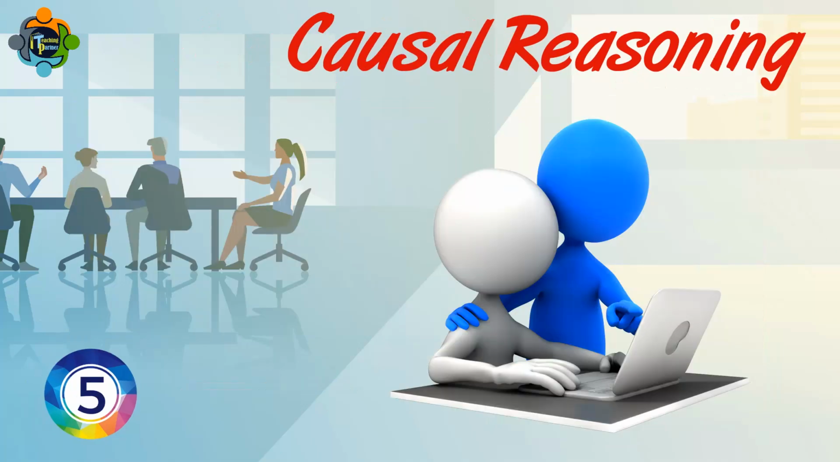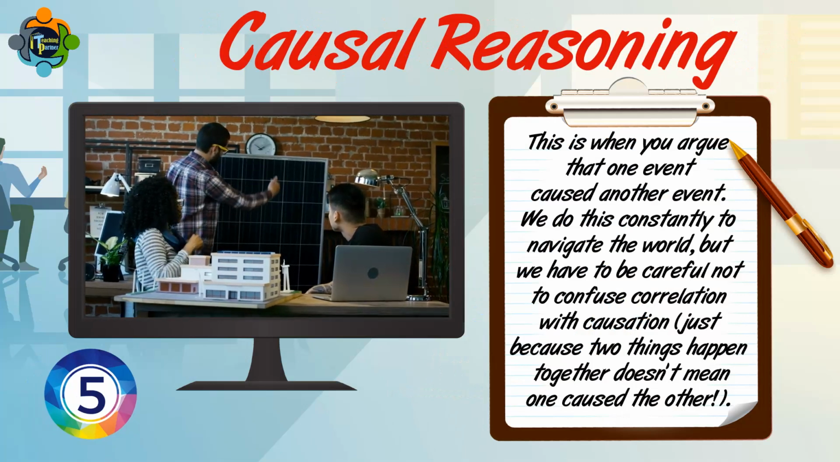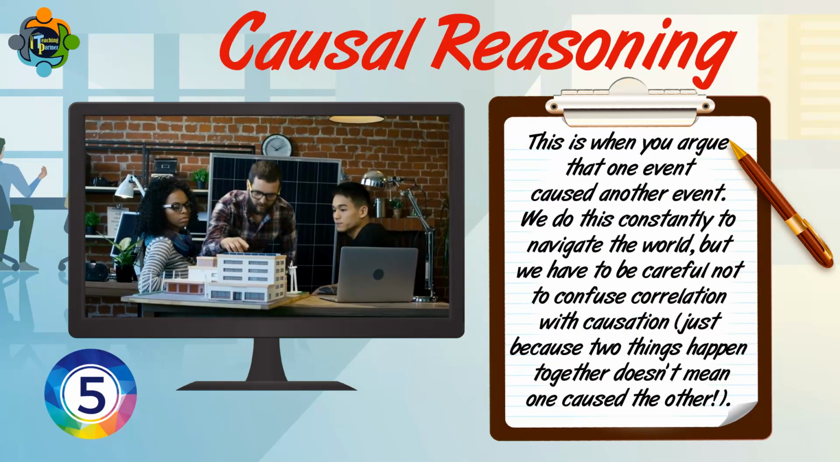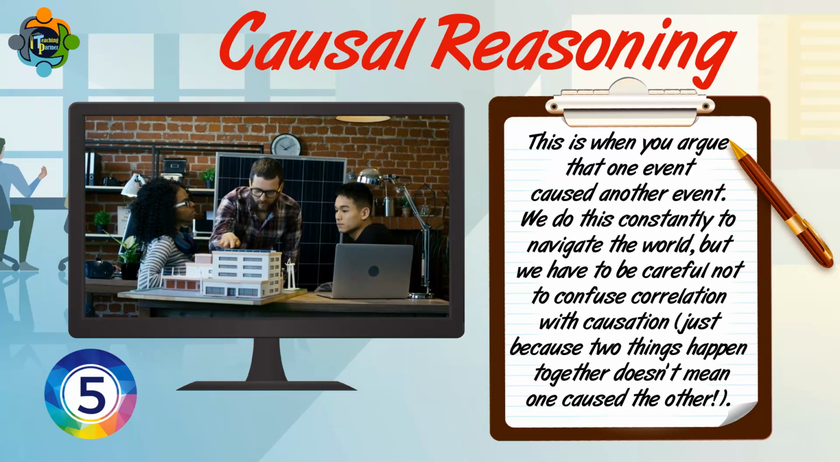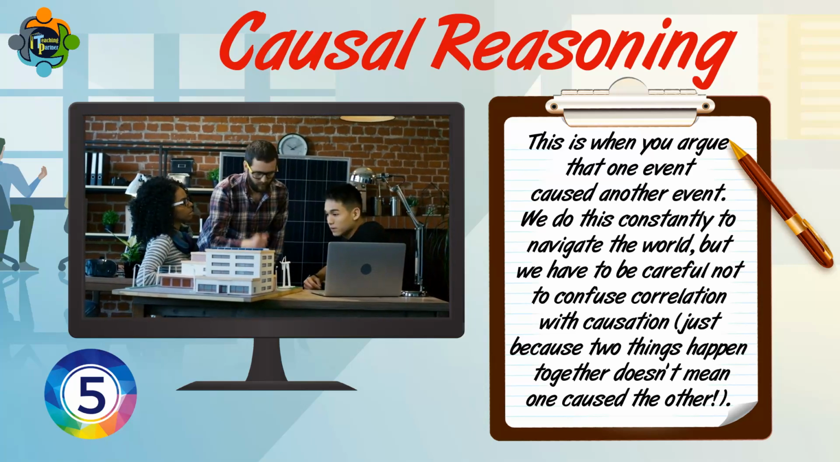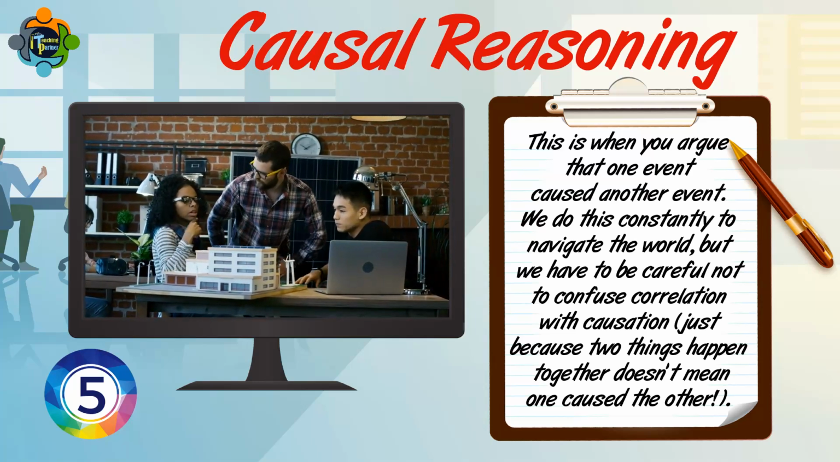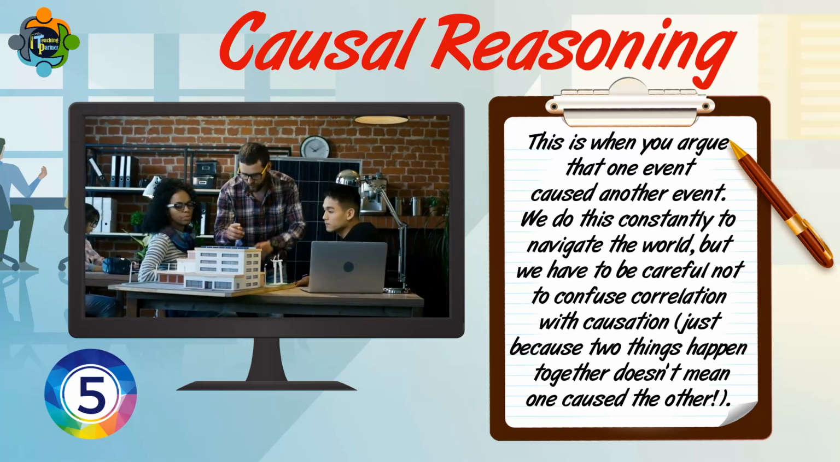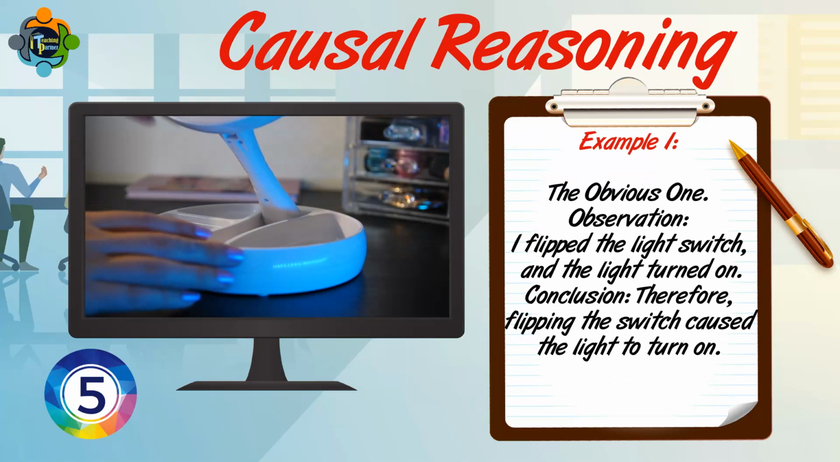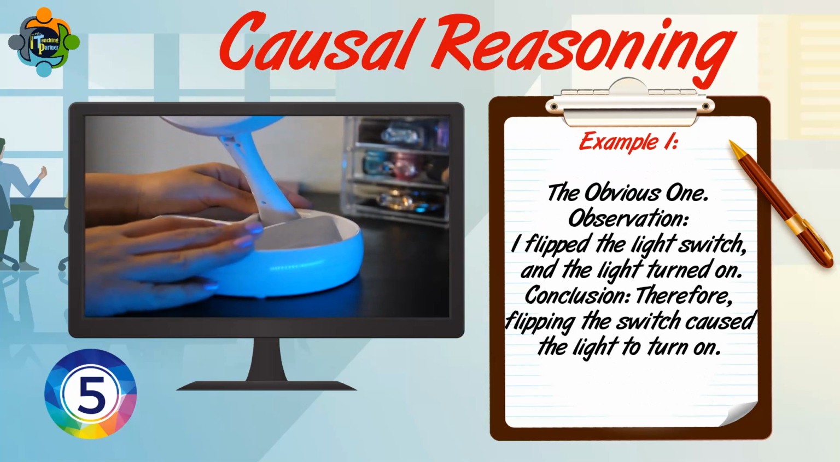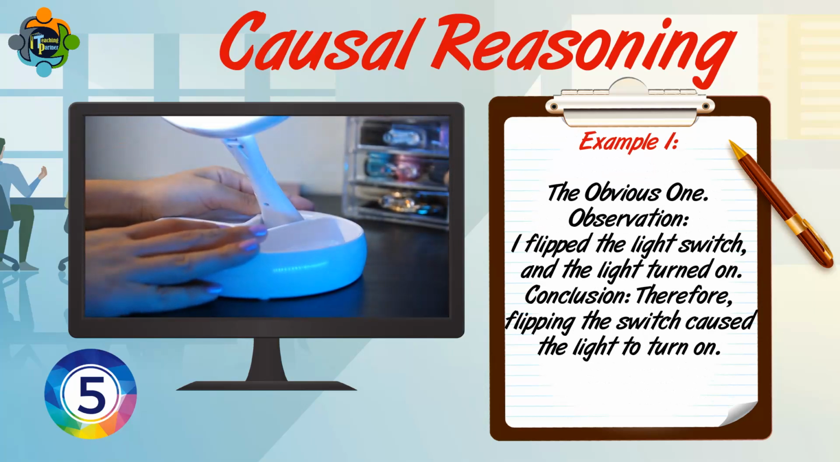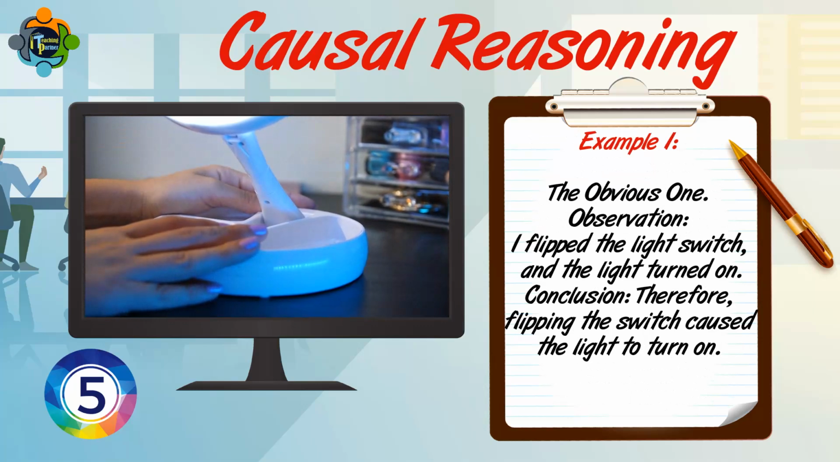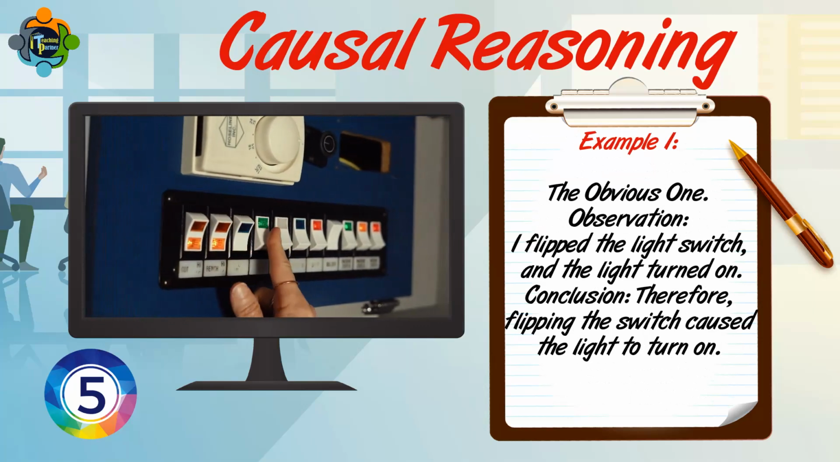Number 5. Causal reasoning. The cause and effect expert. This is when you argue that one event caused another event, but we have to be careful not to confuse correlation with causation. Just because two things happen together does not mean one caused the other. Example number 1, the obvious one. I flipped the light switch and the light turned on. Therefore, flipping the switch caused the light to turn on.